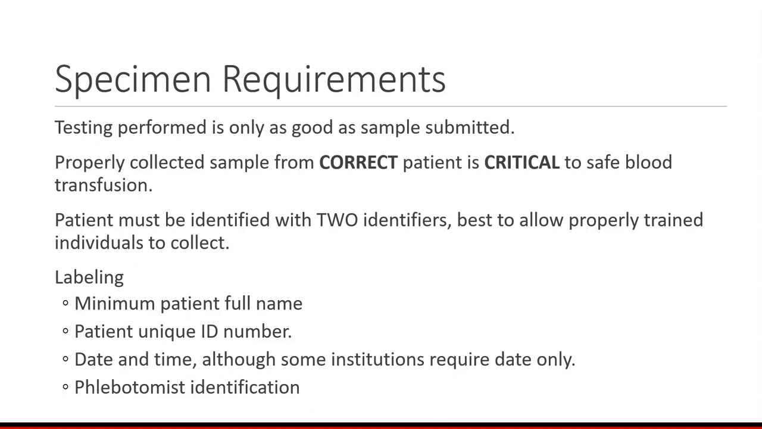The patient must be identified with 2 identifiers, and it's really best in a large acute care setting to allow properly trained individuals to collect these samples, and they should be competency assessed once a year. Labeling, the minimum is the patient's full name, some patient unique ID number, usually the medical records number, sometimes the date of birth, the date and time of collection, although some institutions require the date only, but most large transfusion services also require the time because samples can only be used for a specified amount of time. And the phlebotomist identification, their initials.